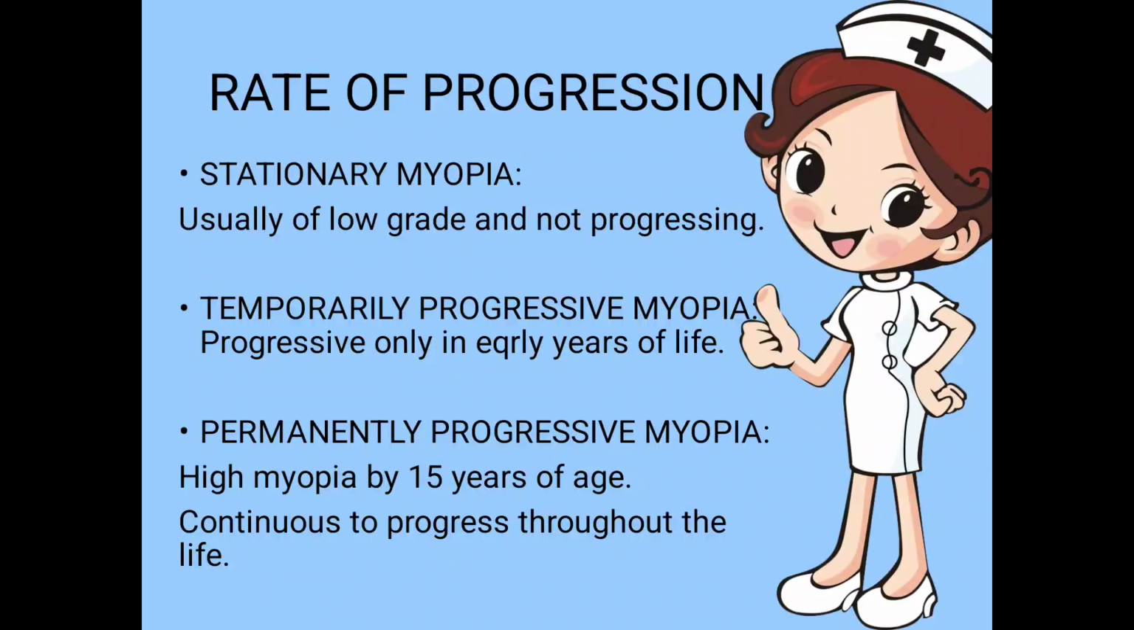Next one is temporarily progressive myopia. It is progressive only in the early years of life. Temporarily progressive myopia occurs when, in the early age of life, the myopia begins, then it keeps on increasing, but it gets stable. Permanently progressive myopia is a kind of high myopia. By the age of 15 years, the patient has myopia, and it continues to progress throughout life. For example, it begins at -6 at the age of 15, and it continues to progress. It becomes 17, it becomes 20, and it progresses throughout life. That is why it is known as permanently progressive myopia.